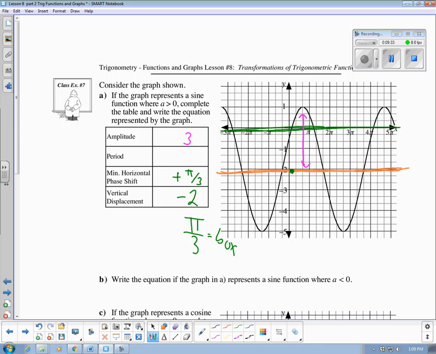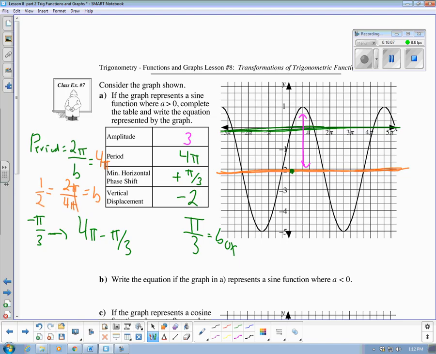Can you do the period part for me? Just looking at my period calculation, my period is 4 pi. What's the b value that will make this true? Mathematically, how do you do that? Yeah, 1/2. Mathematically, the b moves up and the 4 pi moves down. So b is 2 pi over 4 pi. My pi's cancel, and 2 over 4 is a half. So my b value is a half.